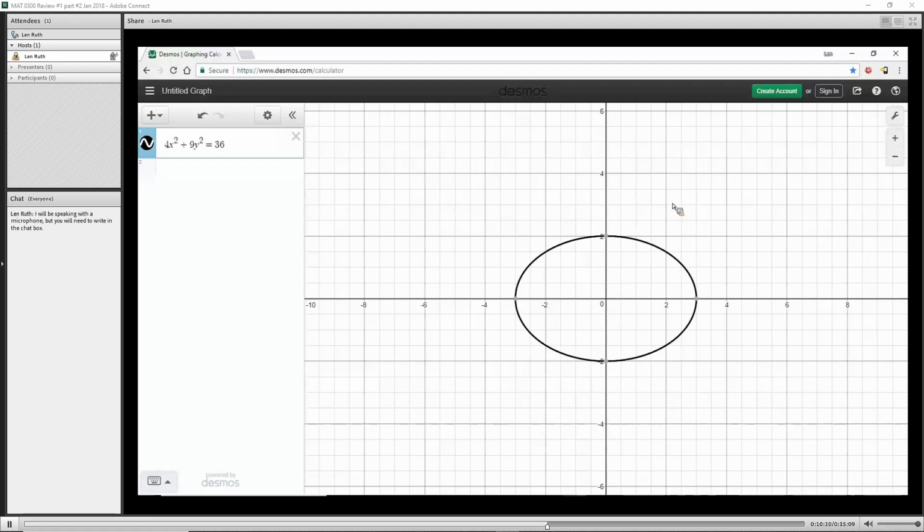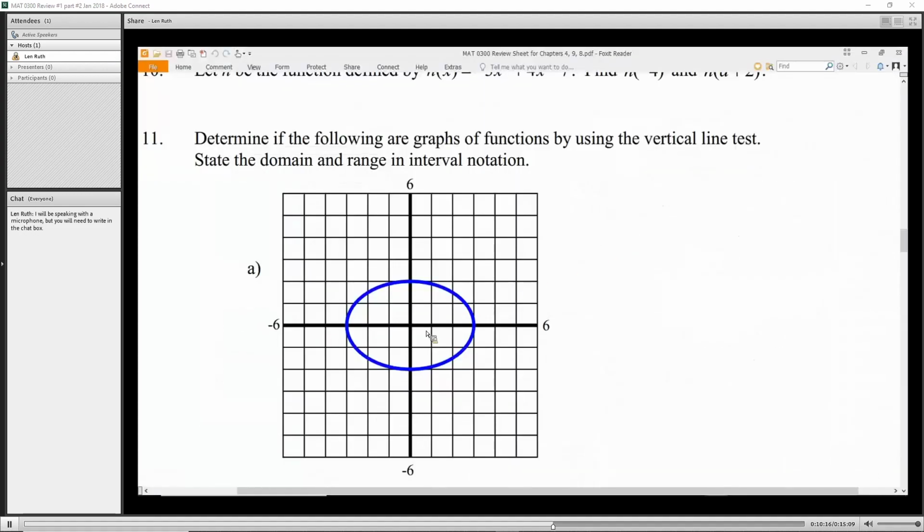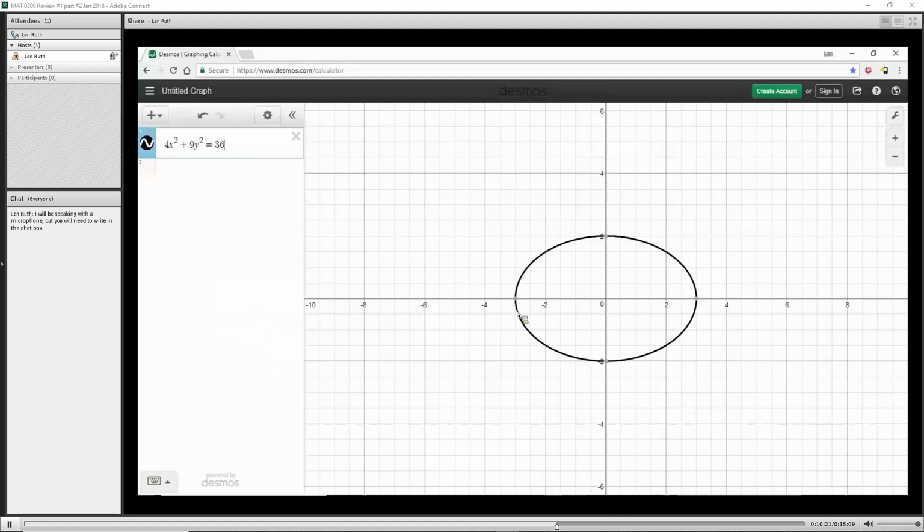So this should match what we had. It's an ellipse. It's hitting at 3 and minus 3 on the x-axis and plus or minus 2 on the y. That, I think, matches what this is doing. You can tell pretty easily if it's a function by using the vertical line test.